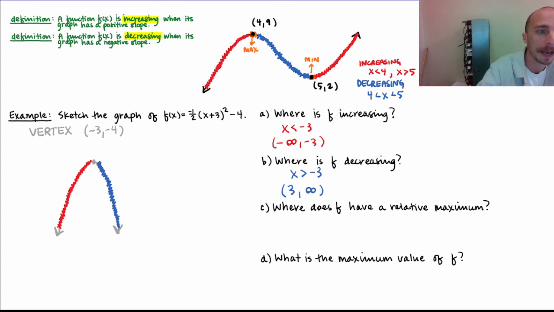f has a relative maximum at a place where f goes from increasing to decreasing. So that's going to be right there at x equals -3. And I just want to point out that when they ask a question like where, the answer to that is going to be an x value, right? But if they ask what is the maximum value of f, well, f corresponds to the y-coordinate. So the maximum value is going to be the y-coordinate of the vertex. So the maximum value of f is -4.